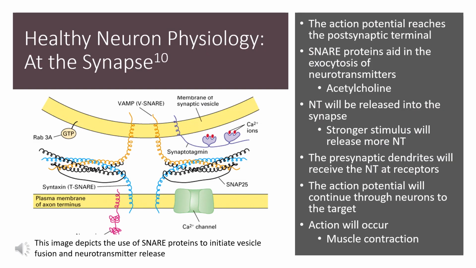Between two neurons is a synapse. The postsynaptic terminal will communicate with the presynaptic neuron's dendrites with the use of neurotransmitters. These neurotransmitters, such as acetylcholine, are stored in the presynaptic terminal in vesicles. Snare proteins found on the cell membrane and the vesicular membrane will aid in vesicle fusion and neurotransmitter release. This release of neurotransmitter relays the chemical signal to the postsynaptic neuron, and the cycle will continue.